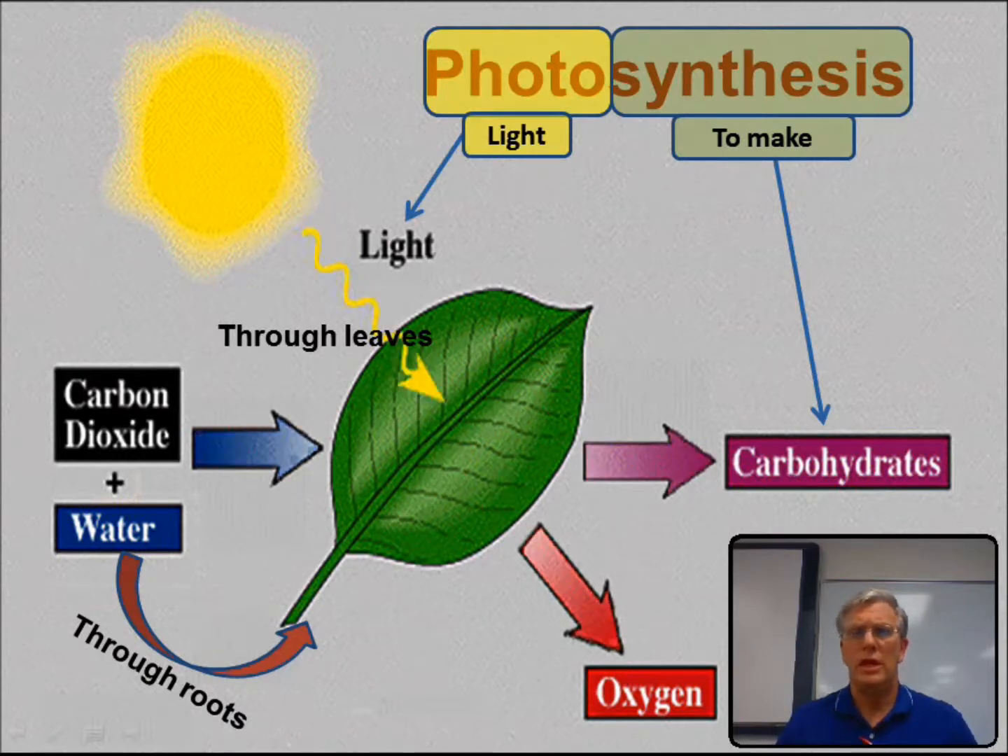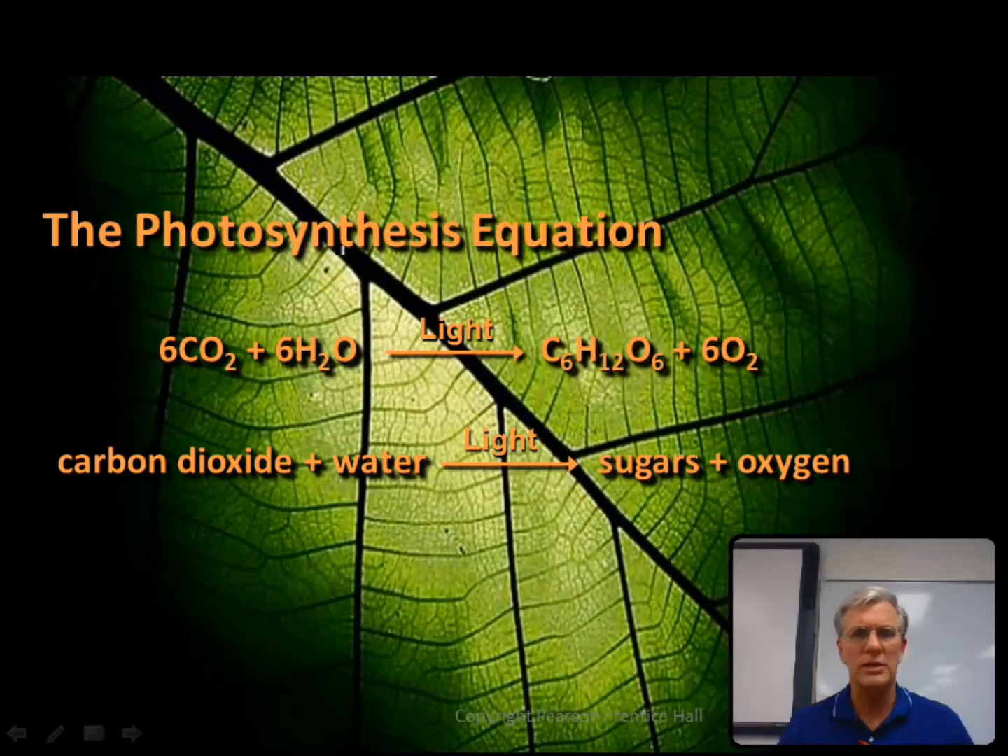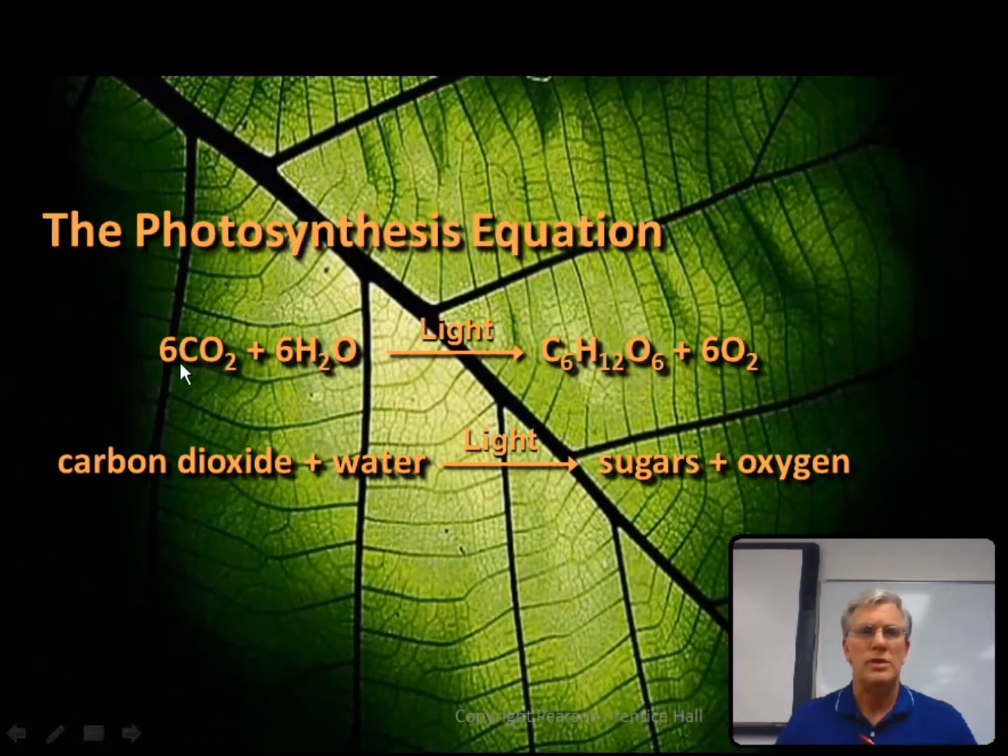So let's look at photosynthesis in a little more detail now. Here's the equation. Photosynthesis is 6 carbon dioxide molecules combining with 6 water molecules with light as its energy source to form C6H12O6, which is glucose, plus 6 oxygens. Okay. Writing out the formula in just words, carbon dioxide plus water with light as the energy source creates glucose, or sugars we can just say, plus oxygen.